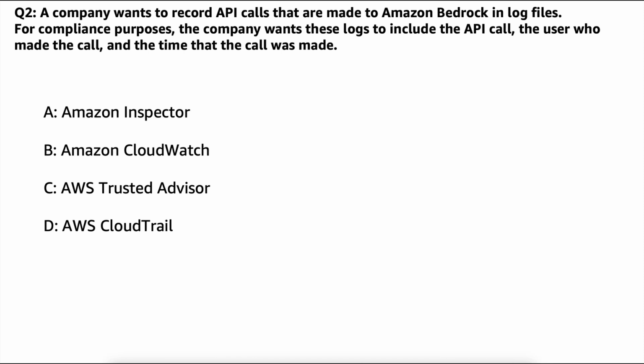Consider what you know about API logging and monitoring services in AWS. Think about which service specifically tracks API calls, user information, and timestamps. Remember, you have 30 seconds to make your selection before we proceed to the explanation.